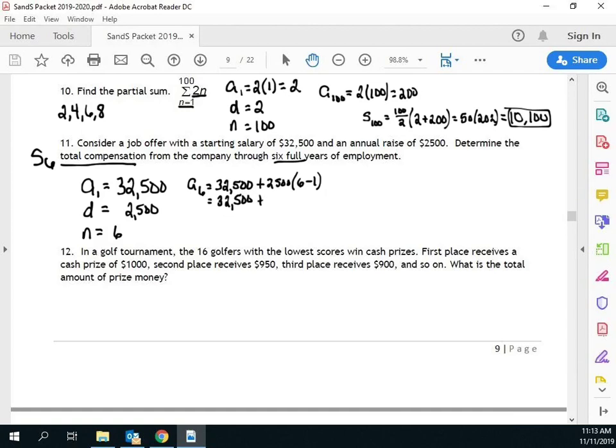So 5 times 2,500, so 12,500. Whoops. What was that, 45,000? Am I right? Nope. Yeah, am I right or wrong? Okay, thanks. I wasn't even looking for that one just for ego boost. I really want to know was I right or wrong on that one. So $45,000. This guy started off at $32,500. Now he's making $45,000 after 6 years.